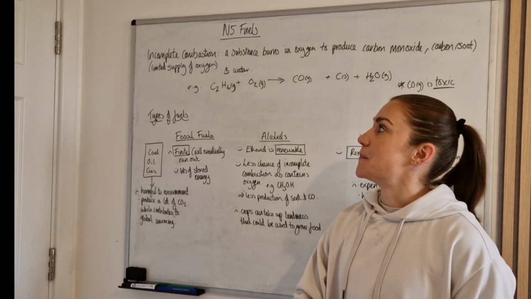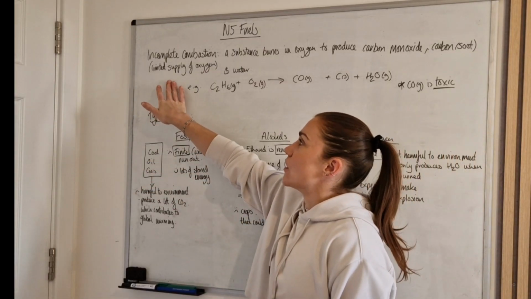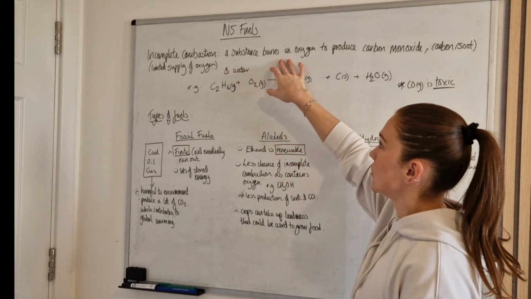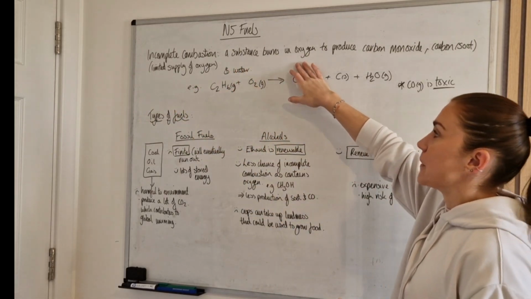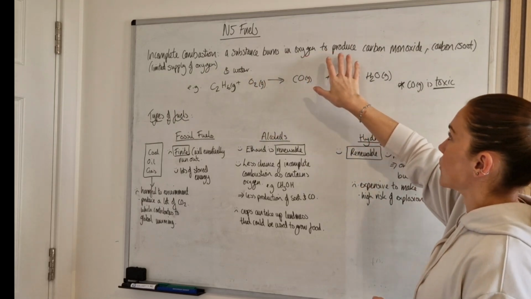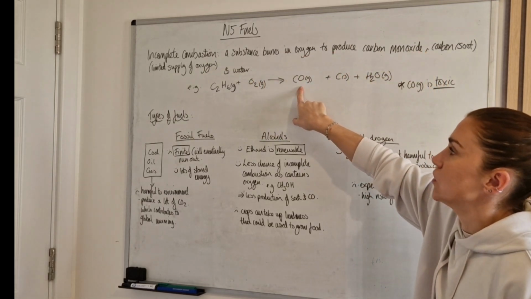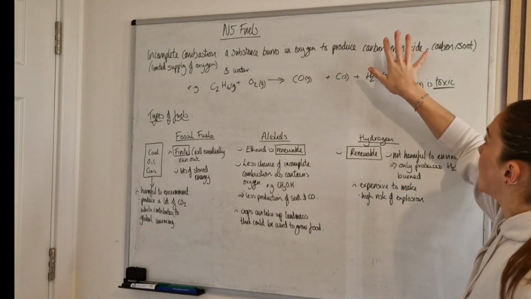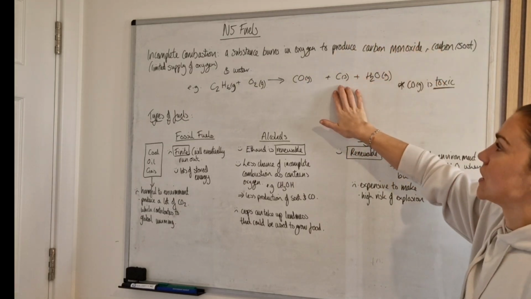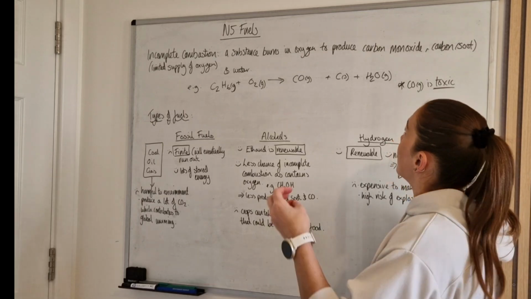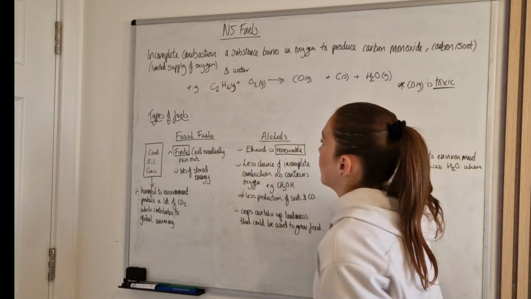So for incomplete combustion, this is, like I said, when you've got a limited supply of oxygen. And this is where the substance will still burn in the oxygen, but because you've only got a limited supply of the oxygen, you'll only produce carbon monoxide, so CO rather than CO2. A carbon soot, so that's like solid black carbon, everyone usually knows what a soot is. And then also you will make the water as well.